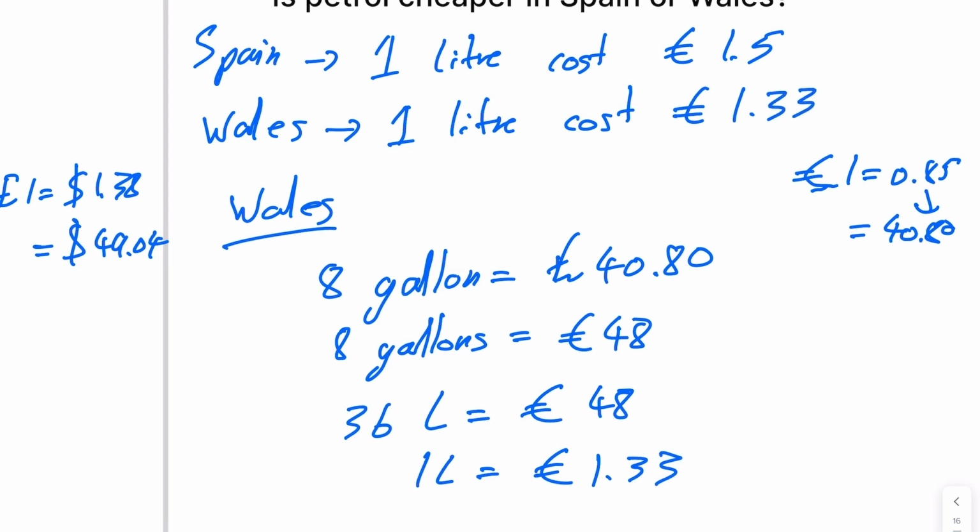Now, if you compare the two, they're both in litres and they're both in euros. And now you can see reals is cheaper. And then again, as usual, you write your concluding statement that says reals is cheaper.